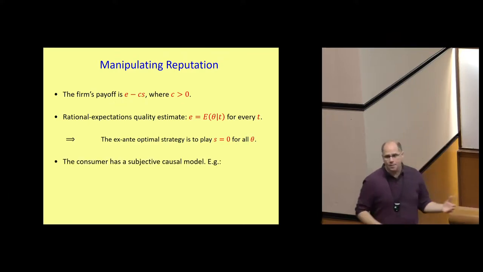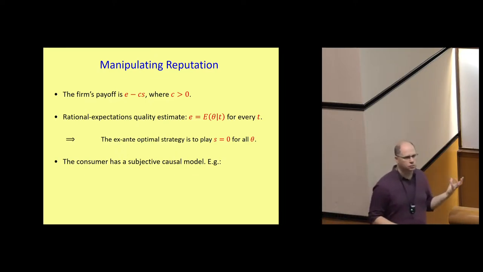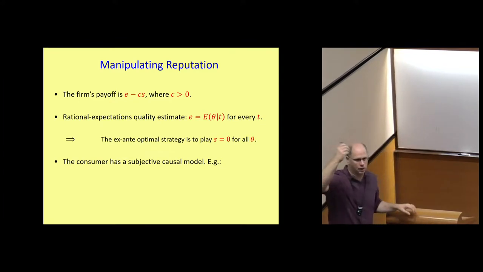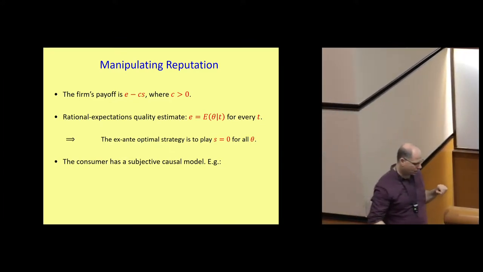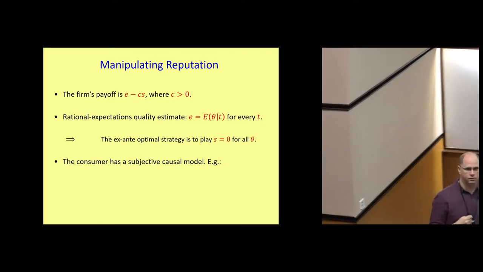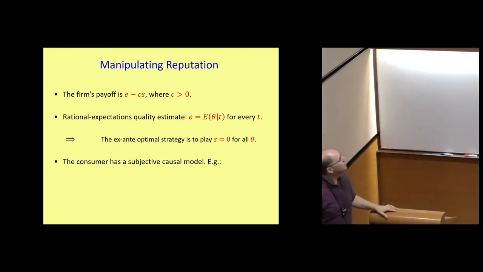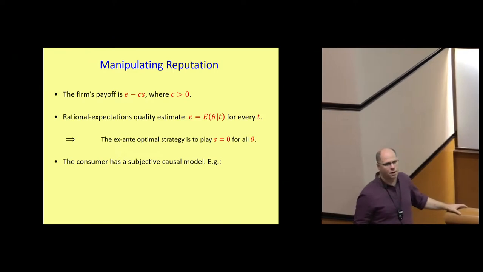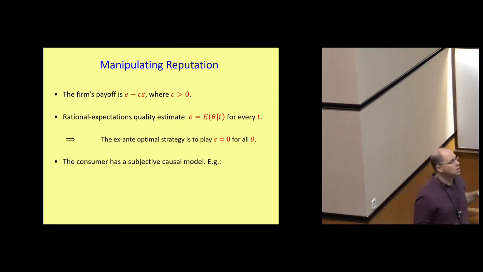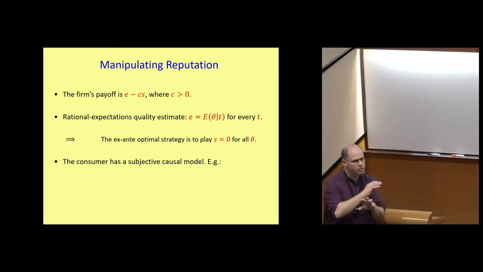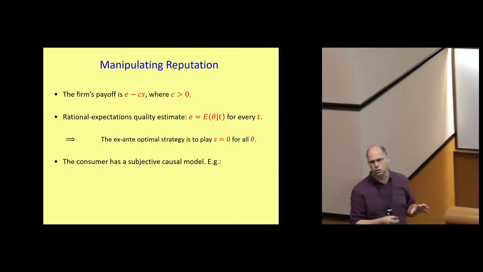But then the question is, what happens if the consumer doesn't understand the situation? Of course, you can model lack of understanding in various ways. We had a lecture about certain types of naivete in inferring from your views a couple of days ago. So, of course, you could model that in various ways, but my approach is to think about a subjective causal model. So a rough qualitative understanding of how the variables in this world relate to each other.